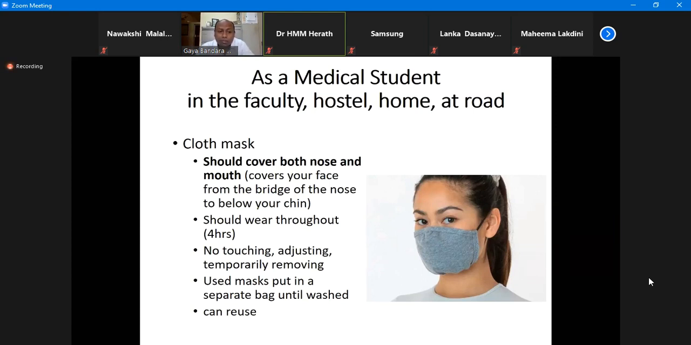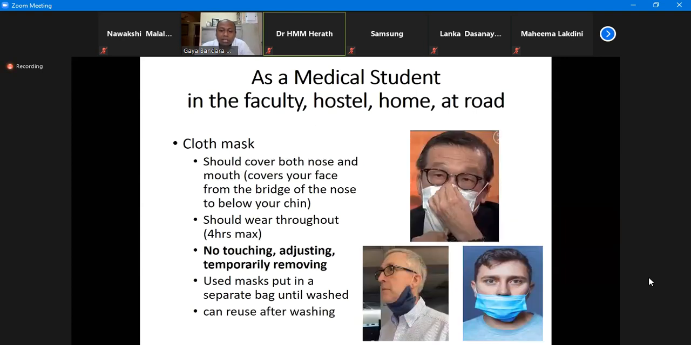When you're wearing any kind of mask, a cloth mask or a surgical mask or a different one, you have to make sure not to touch or adjust the mask once you wear it. Also, you should not remove it even temporarily. If you are wearing it, you have to wear it throughout. And also, do not touch your face or eyes with your bare hand.